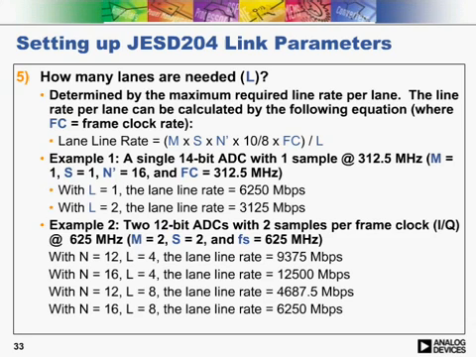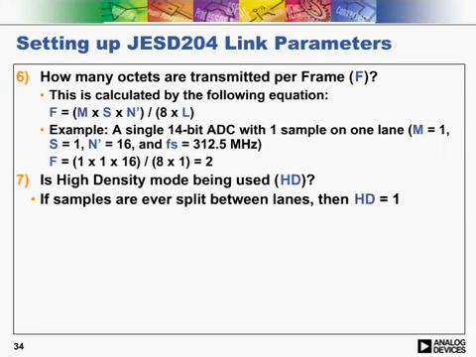And with N equal to 12 and L equal to 8, we calculate a lane line rate of 4687.5 megabits per second. And last, with an N equal to 16 and L equal to 8, the lane line rate would be 6.25 gigabits per second.